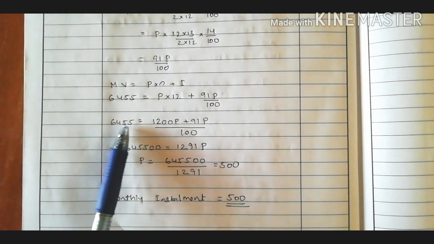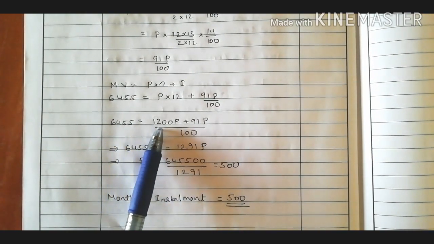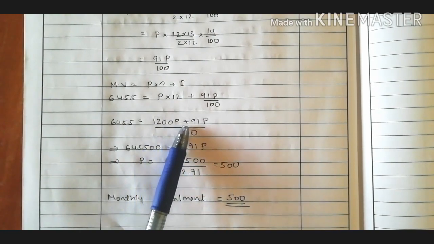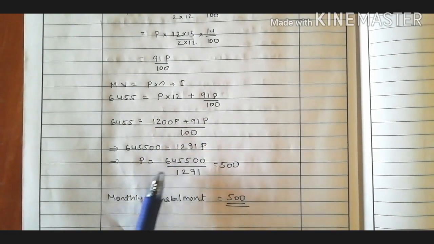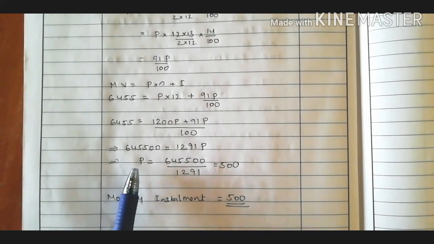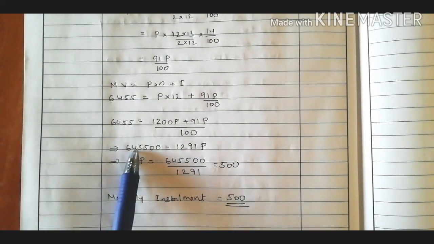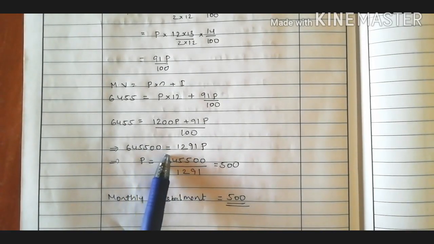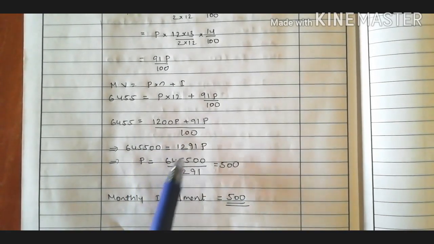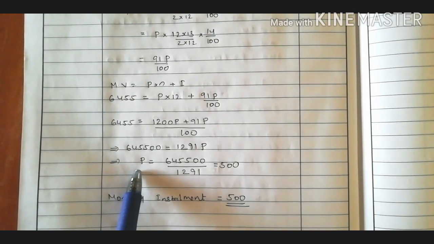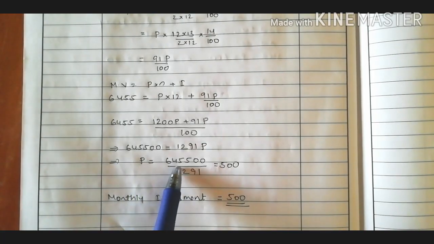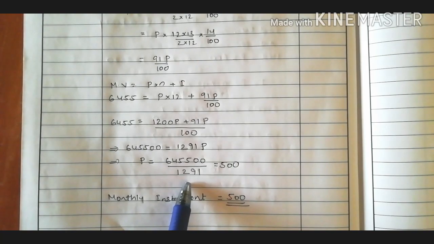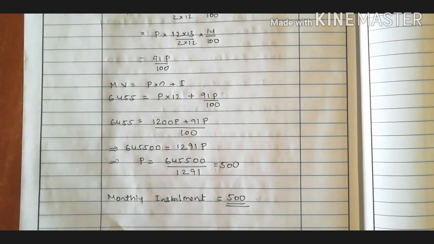So that implies 6,455 is equal to, if you take the LCM, 1,200P plus 91P divided by 100, and after cross multiplying this we are getting 6,45,500 is equal to 1,291P. Then if you want to find P, then P is equal to 6,45,500 divided by 1,291, and after doing the calculation we are getting 500. That means the monthly installment is rupees 500.